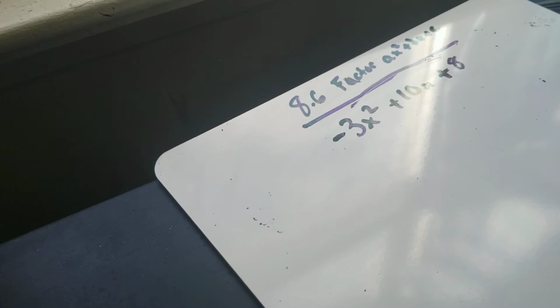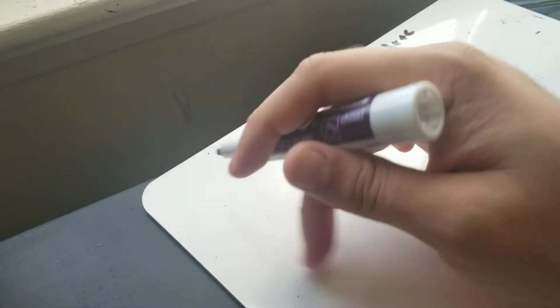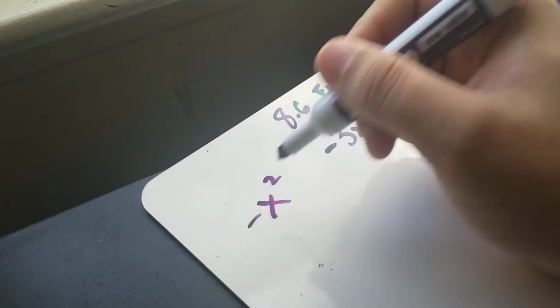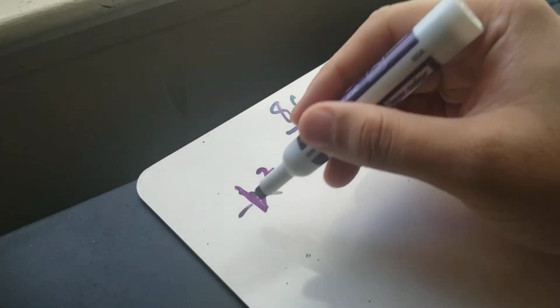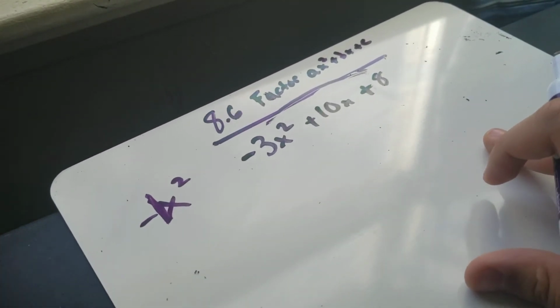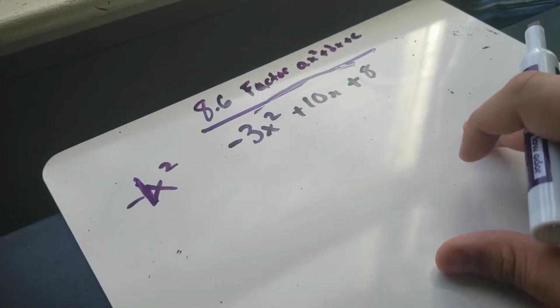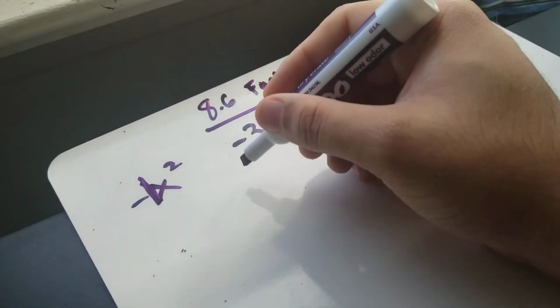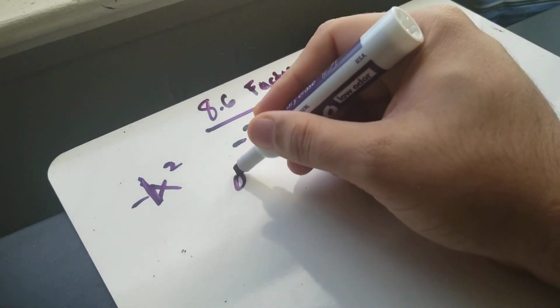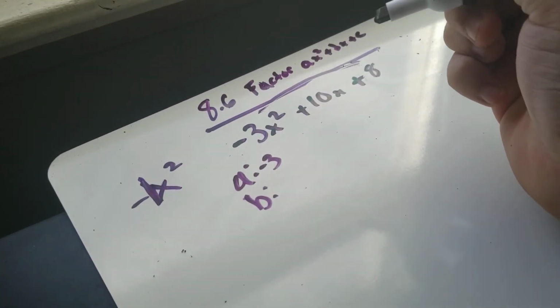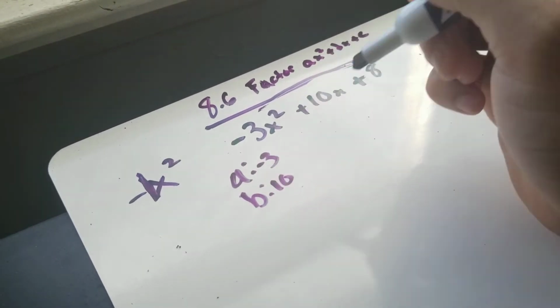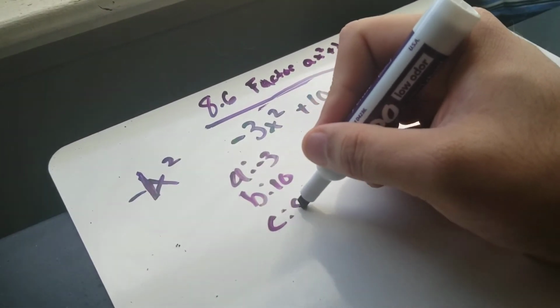Oh, and before I get the question, I think some of your homework problems have x squared with a negative in front. Just imagine that as a negative 1, okay? All right, so we're going to still follow the same steps, but it might not be clear, so let me just make sure it's clear. So A is negative 3, B is 10, and C is 8.